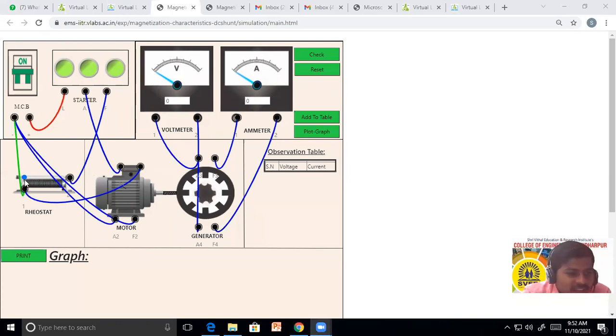Okay, see, the rheostat is at maximum position. Initially, in which position is the rheostat? It is at maximum position. Now by varying this value, that means by reducing the value of resistance, we are increasing the current flowing through the field. If the field current increases, then the induced EMF also increases. The induced EMF increases.